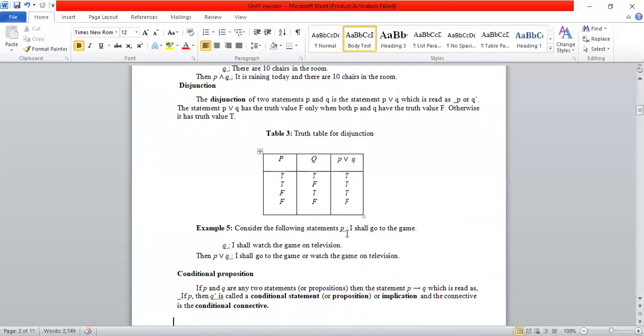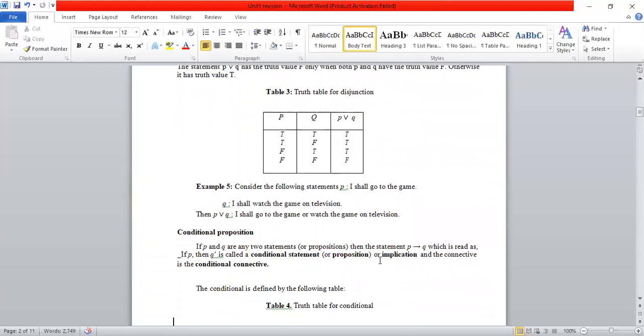Again, we have an example. Consider the following statements. Again, I have taken two statements. P is the statement: I shall go to the game. Q is one more statement: I shall watch the game on television. Then P or Q is: I shall go to the game or watch the game on television. By adding this or, P or Q, either P or Q. I shall go to the game or watch the game on television. Okay, this is about the connective disjunction.